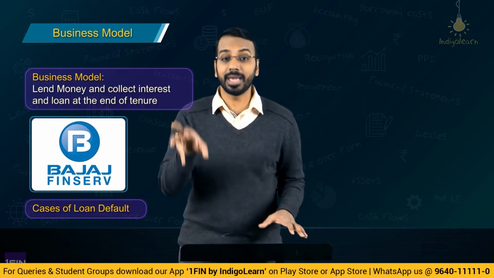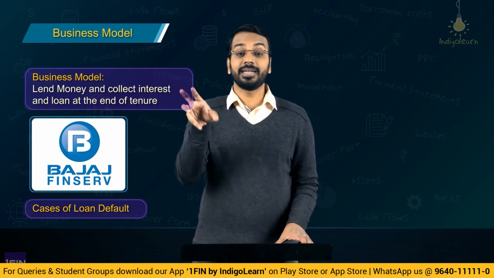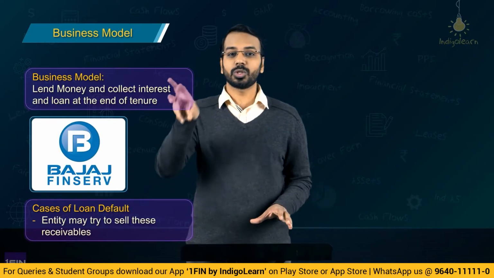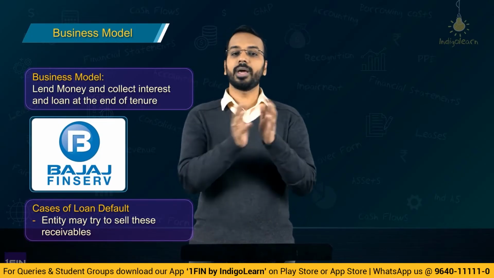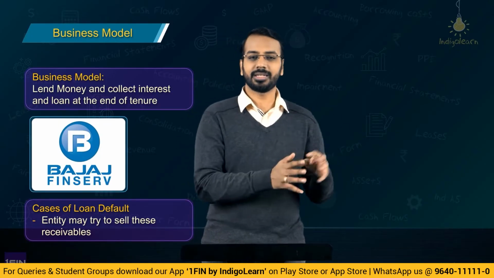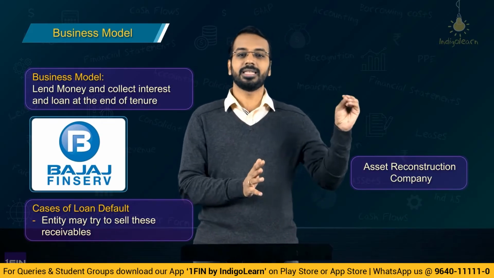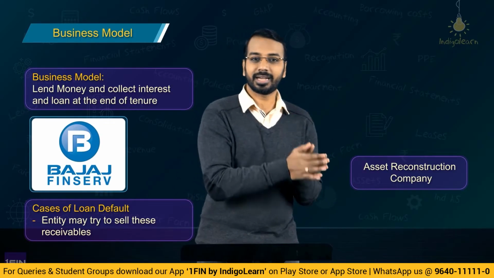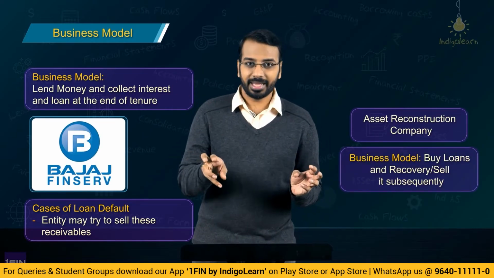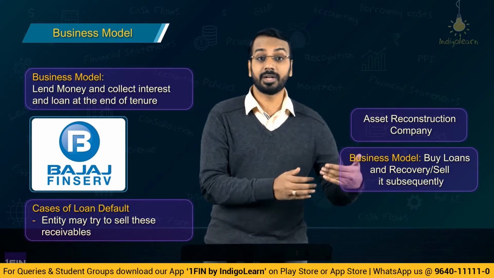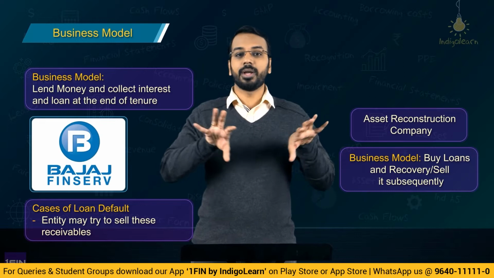The entity may do all those recovery things and all of that, but ultimately the entity may try to sell those receivables, that is the loan amount which is receivable from the customers, to another entity. Say for example, the other entity is an asset reconstruction company, just a hypothetical company. There is an ARC, right? Now what does this ARC do? This ARC will buy loans from Bajaj Finance and maybe try to recover it, or maybe subsequently sell it to another company, right? Now there are two entities here.